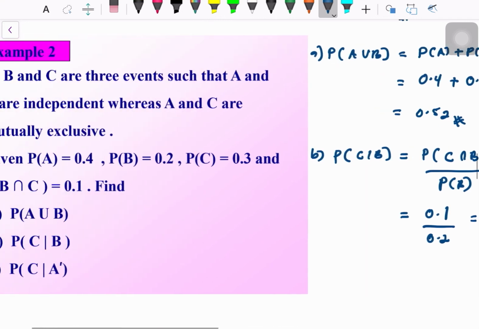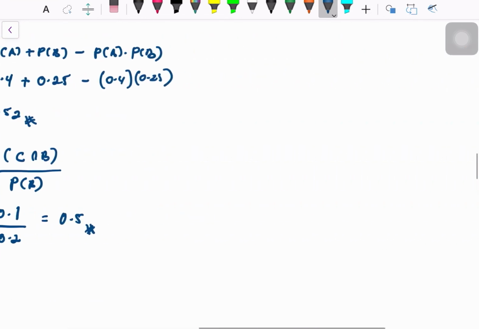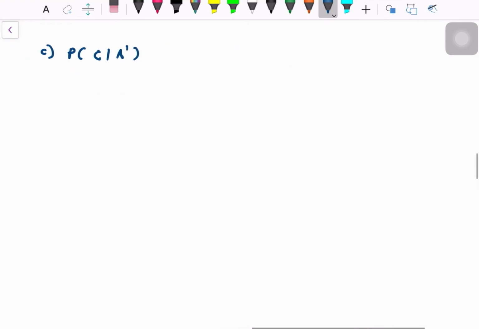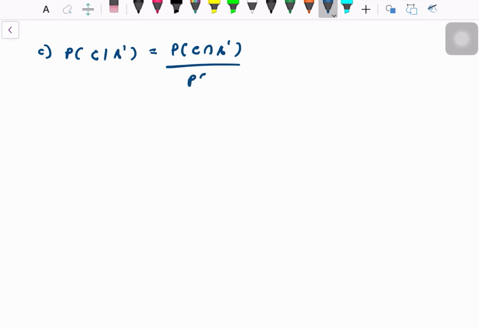And for C, we are looking for the probability of C given A complement. So using the same formula of conditional probability, we have the probability of C intersect A complement divided by P(A complement). Since we have A complement, as in a previous lesson in my video, if you still remember, we have to solve using a Venn diagram. So we have to use a Venn diagram in order to solve this problem.